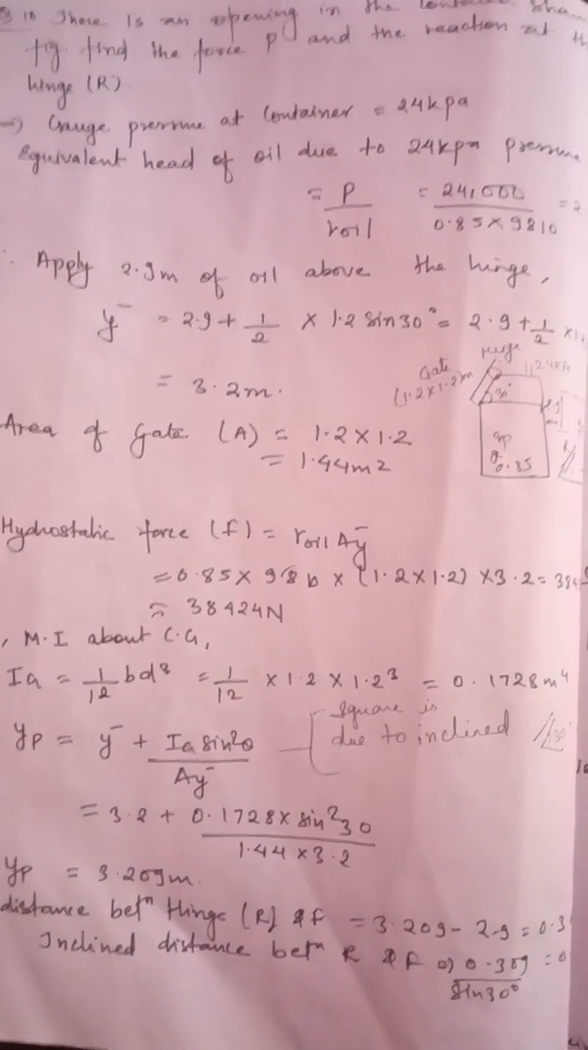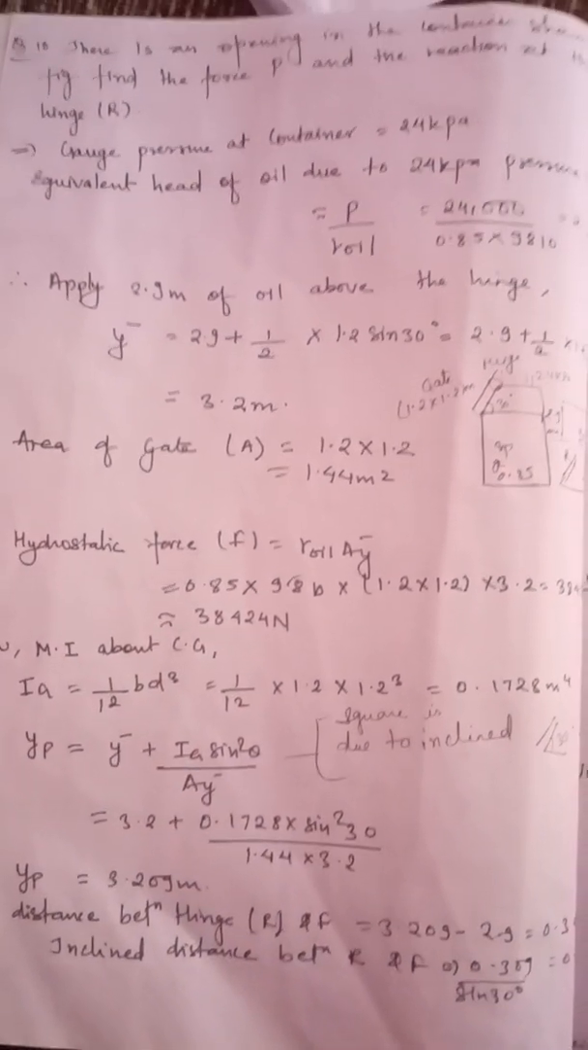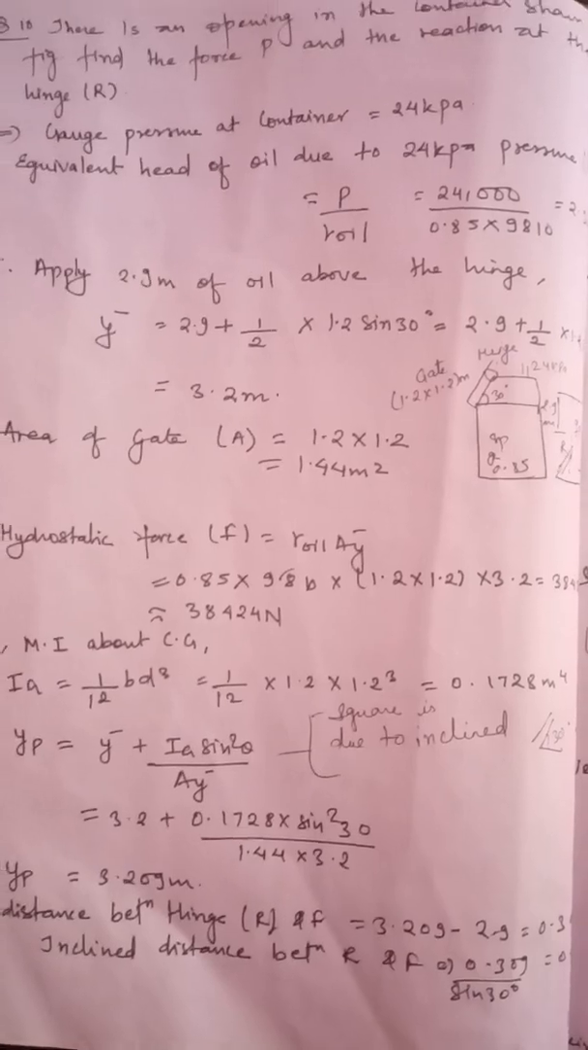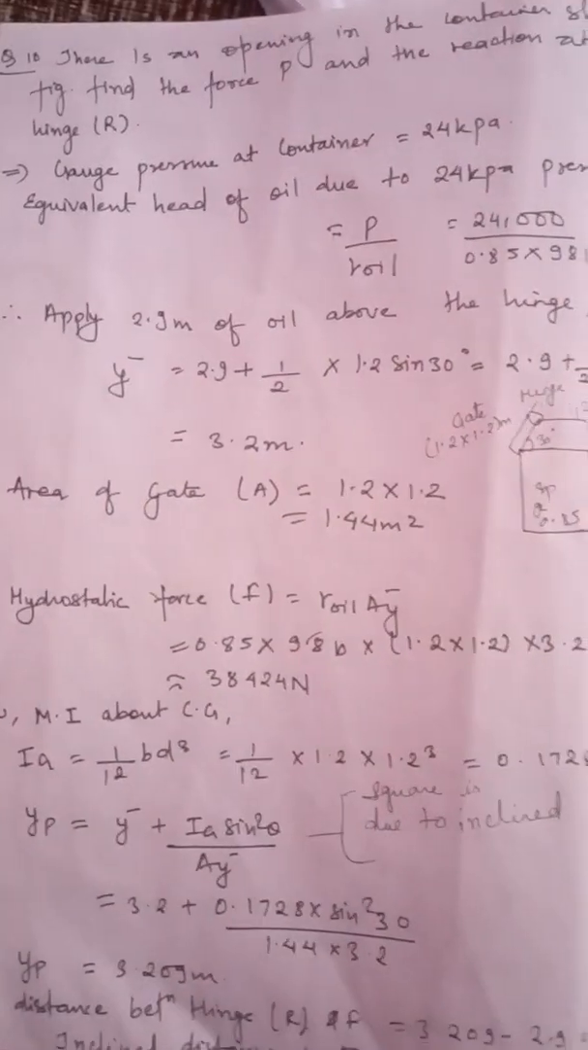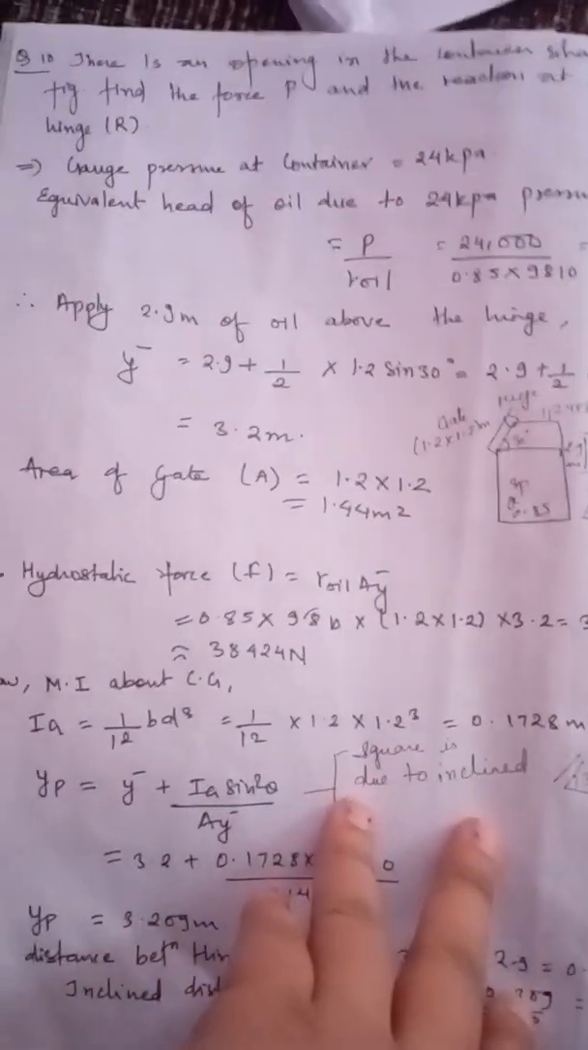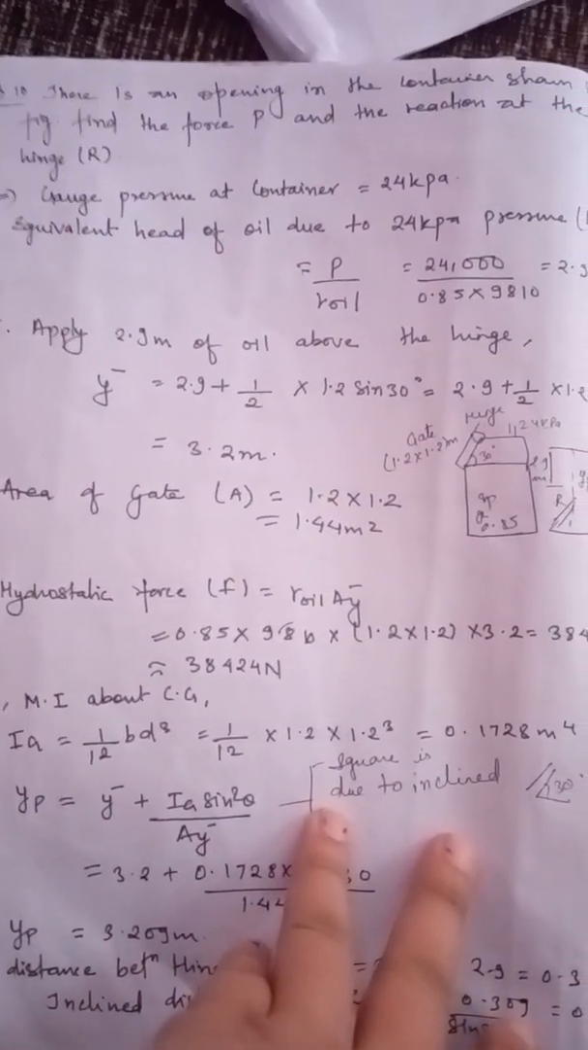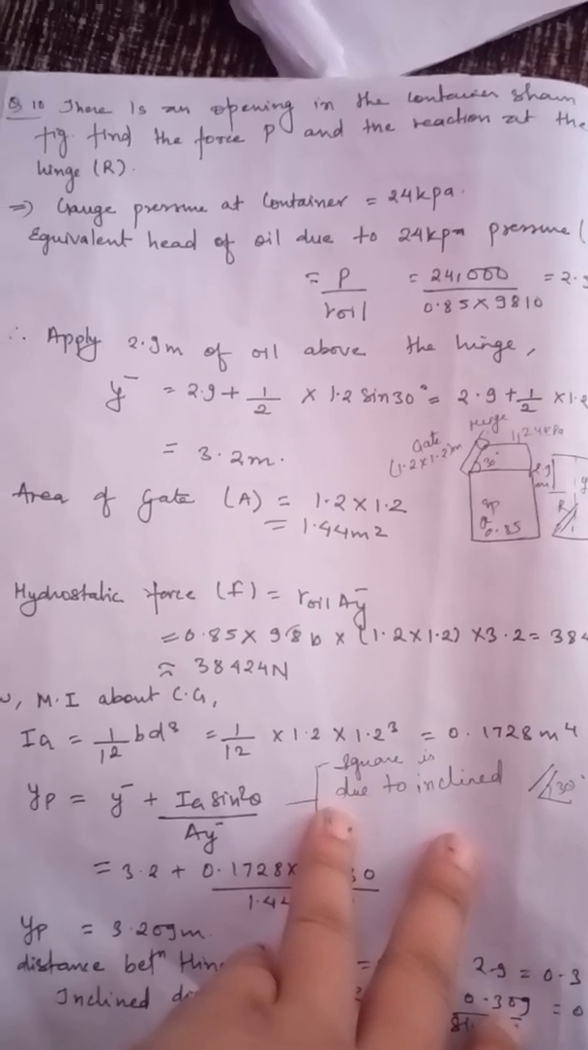Everyone, today I'm going to continue the same chapter which was discussed earlier. Now I'm continuing through question number 10. Let's start. The question says, there is an opening in the container shown in the figure. Find the force P and the reaction at the hinge R.